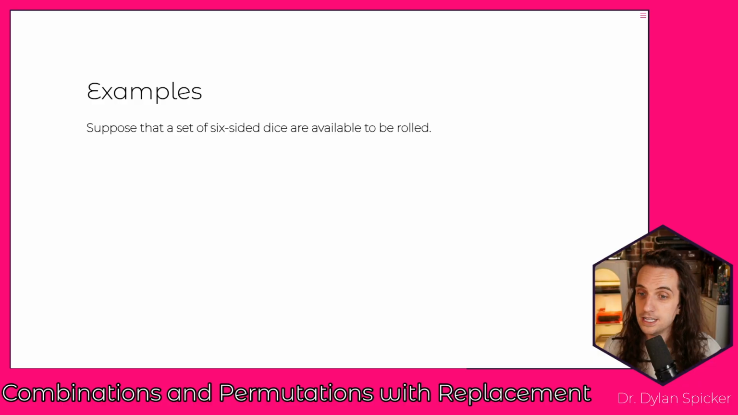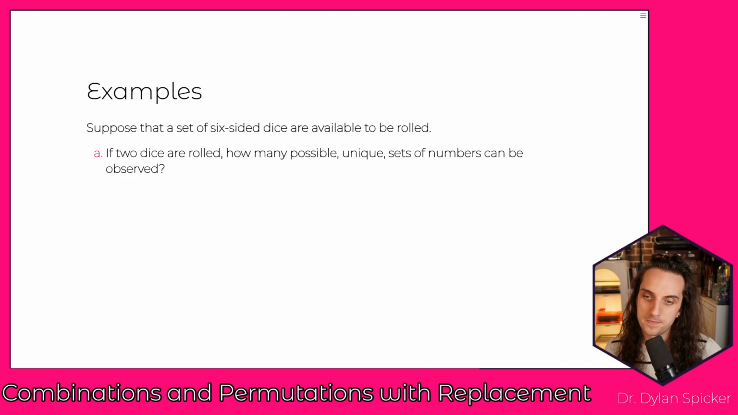So, some examples. Suppose that we have a set of 6-sided dice and we're going to roll them all. If 2 dice are rolled, how many possible unique sets of numbers can be observed? Here we're thinking about the sets of numbers, not the sequences of numbers. So we're dealing with combinations. But of course, if we're rolling 2 dice, they can show the same number. We're not actually removing it.